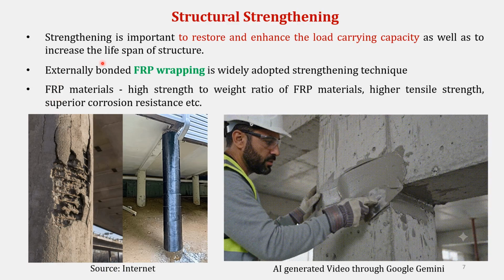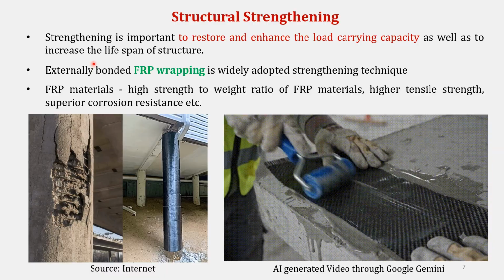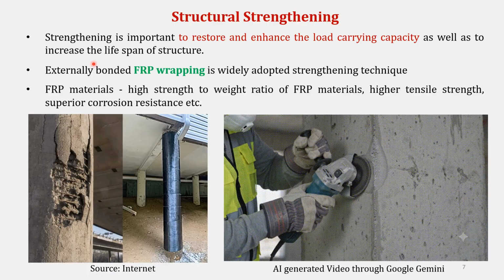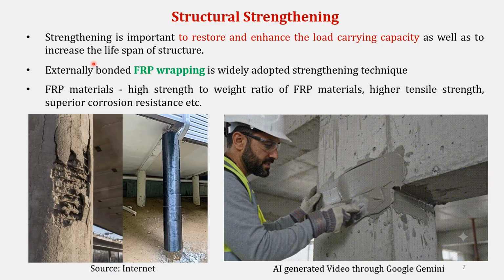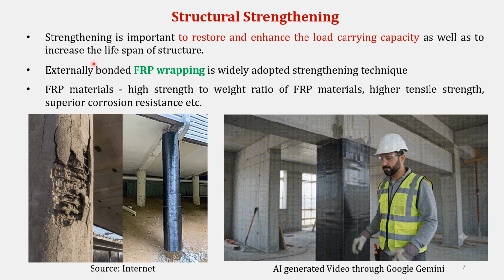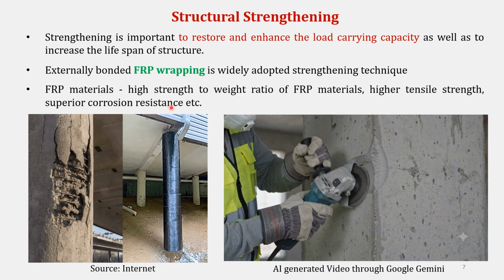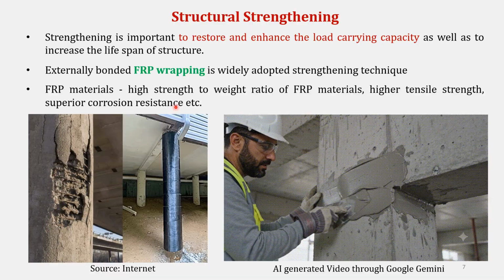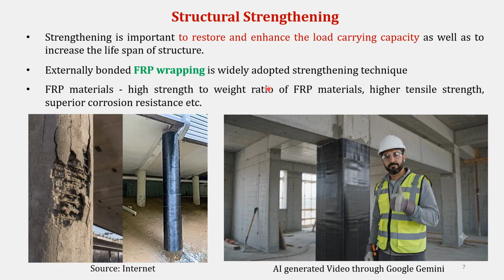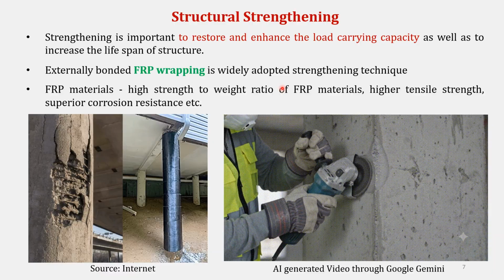Another keyword of the project is strengthening. Strengthening is important to restore and enhance the load carrying capacity as well as to increase the lifespan of the structure. Different strengthening techniques have been adopted for more than 4 decades to increase the performance of deteriorated structures. Among these different techniques, strengthening using externally bonded FRP wrapping is widely adopted in practice because of advantageous properties of FRP materials such as high strength to weight ratio, high tensile strength, better corrosion resistance, etc.